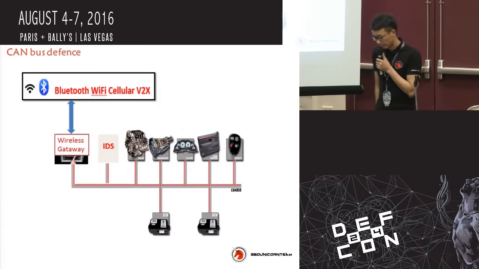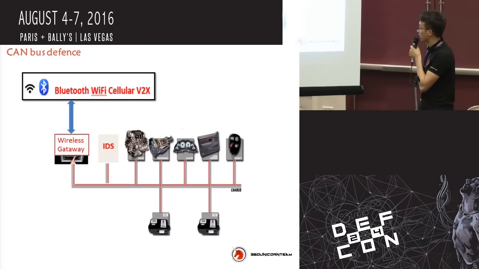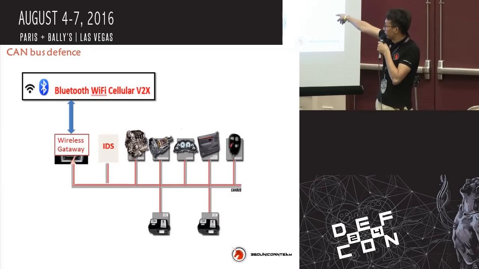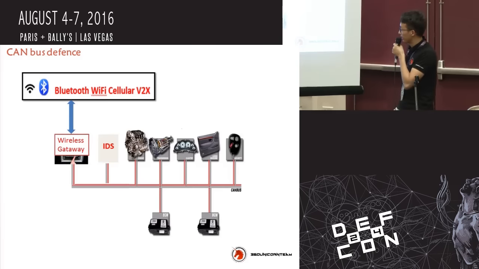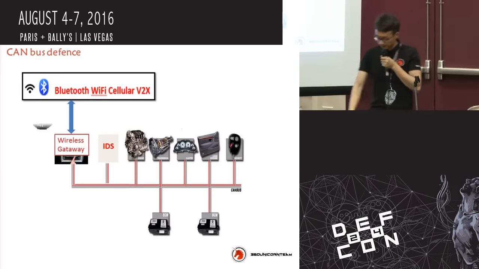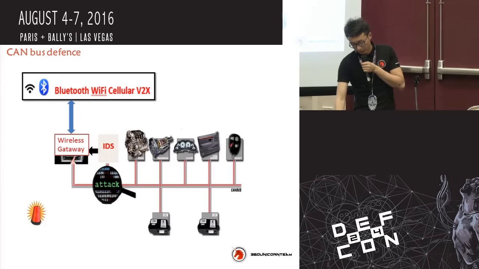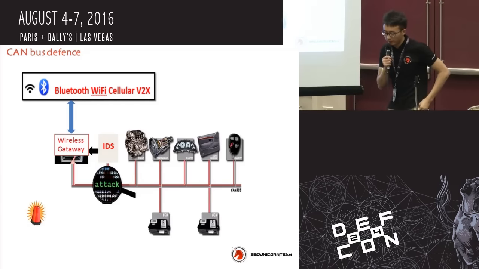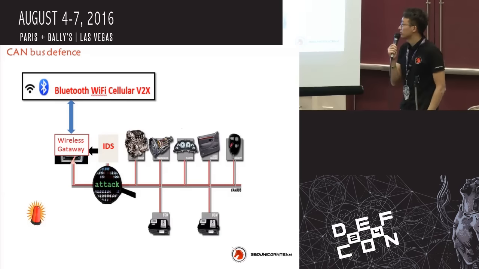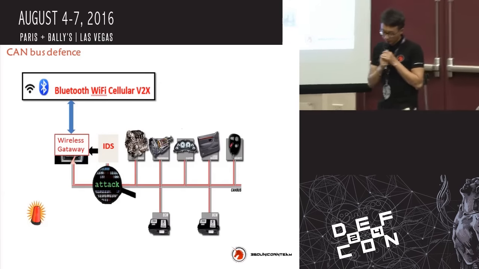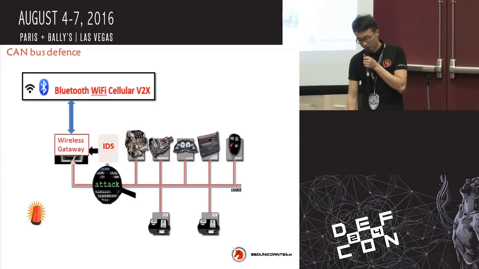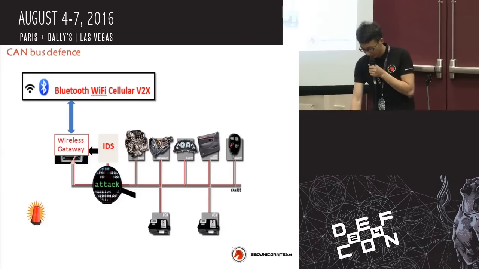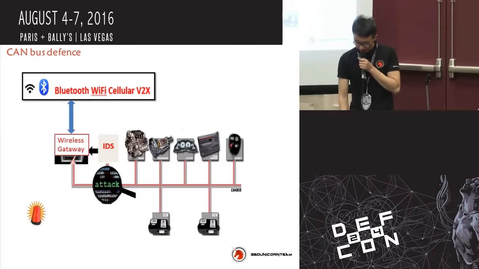So I propose this architecture to defend against car hacking. This is the original CAN bus, not modified. You just add an IDS, an intrusion detection system, on the CAN bus to detect the attacks, and when an attack is detected, you control the wireless gateway, for example the infotainment module that has an internet connection. You could control the cellular connection or other connections like Wi-Fi or Bluetooth, to prevent the hacker from further gaining control of your system. So you can block it and fire off an alarm.